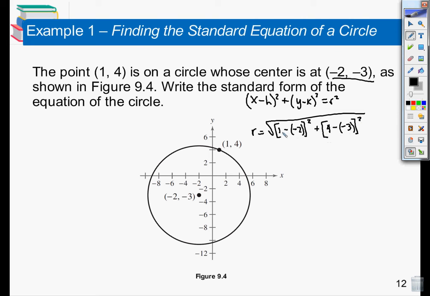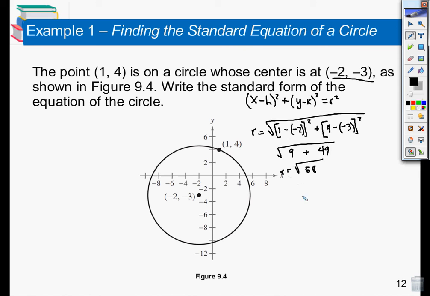What I've done here is take the first x value and subtract it from the second x value, and then take the first y value and subtract it from the second y value. This gives me the distance from the point to the center. So 1 minus negative 2 is 3, squared is 9. And over here, 4 minus negative 3 is 7, squared is 49. Adding those together, I get the square root of 58. Fantastic, that is my radius.